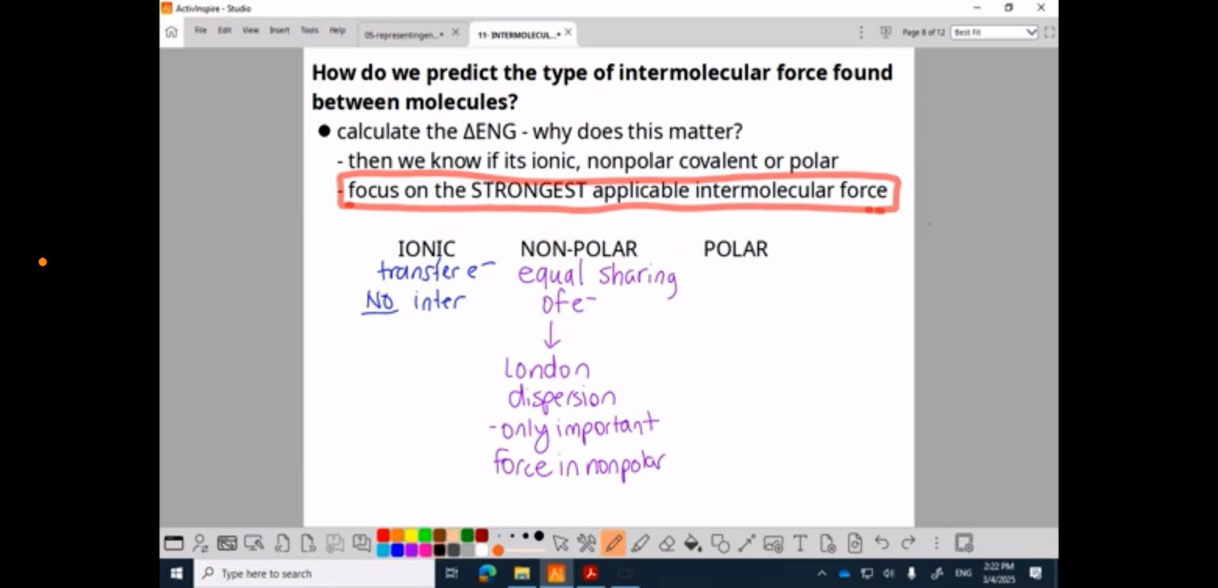So when you have polar, I recommend that you check for hydrogen bonding first. Hydrogen bonding requires a hydrogen on one molecule and nitrogen, oxygen, or fluorine on another molecule. So check for those elements first. So we did HCl. It had hydrogen, but it had chlorine though, not N, O, or F. So no hydrogen bonding. So check for those atoms first.